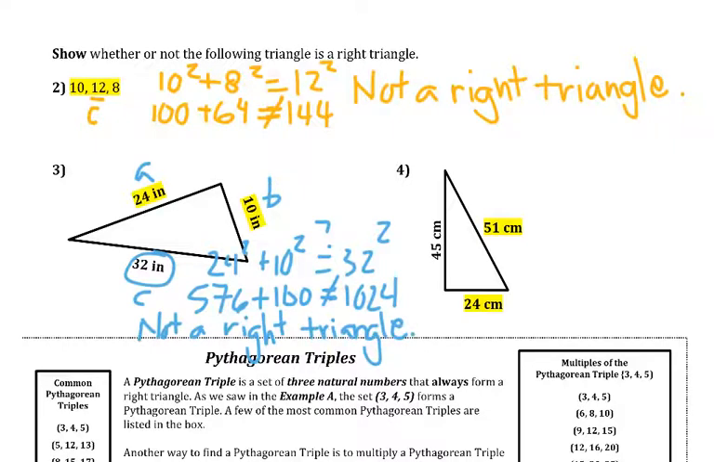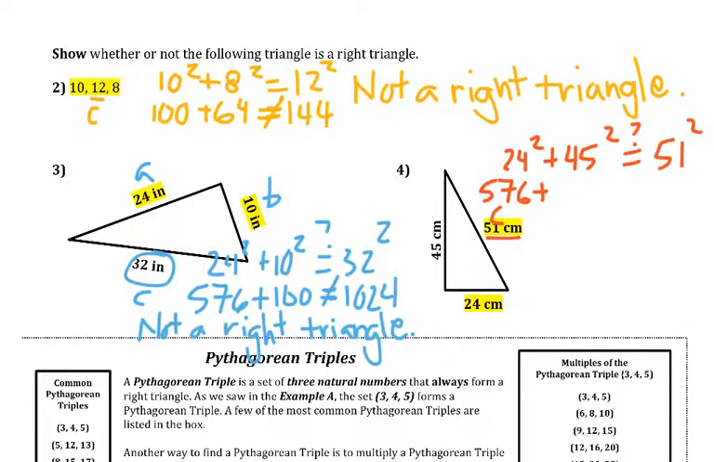Okay, number 4. Again, looking at our triangle, the longest side length is 51. So that's going to be our C. So we're going to have 24 squared plus 45 squared. And we're going to see, is this equal to, that's the question, is it equal to 51 squared? Now, we use our calculators, pull them out. So we have 24 squared, and that's 576. Oh, that's nice. That was on number 3 too. And then we're going to add 45 squared.